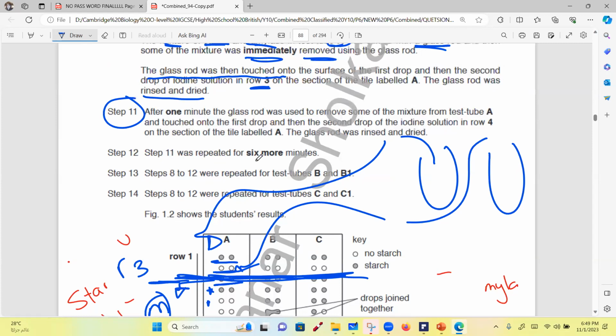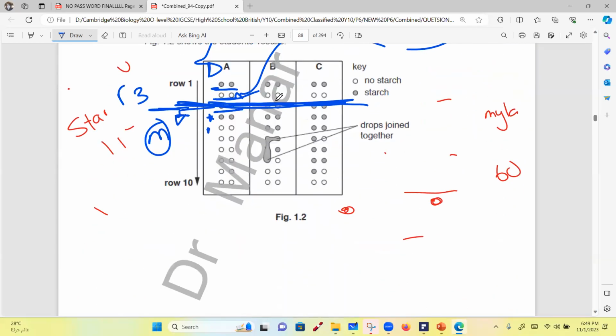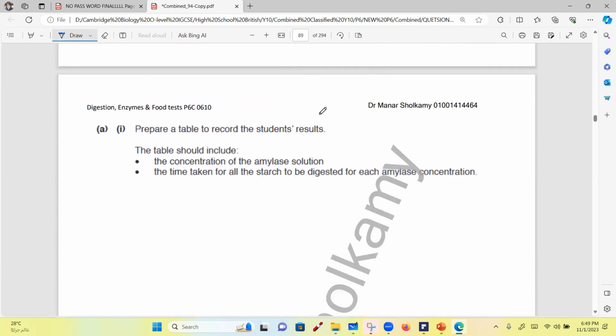Step 11 was repeated for 6 more minutes. Steps 8 to 12, so they did the same thing, were repeated for test tube B and B1 and C and C1. So they did that for the different enzyme concentrations. Okay, I hope you understand what they did.